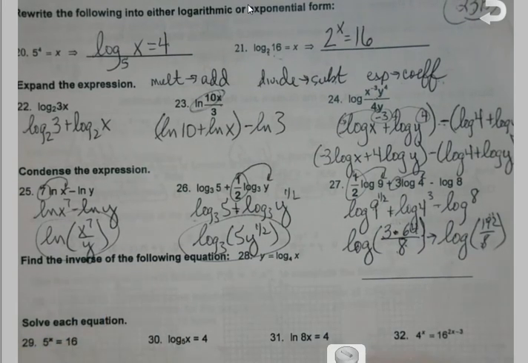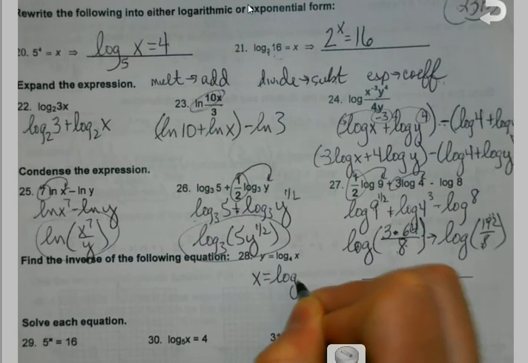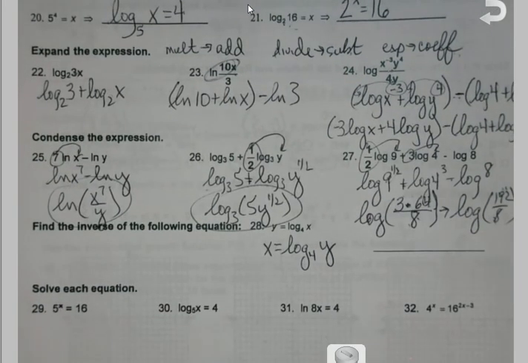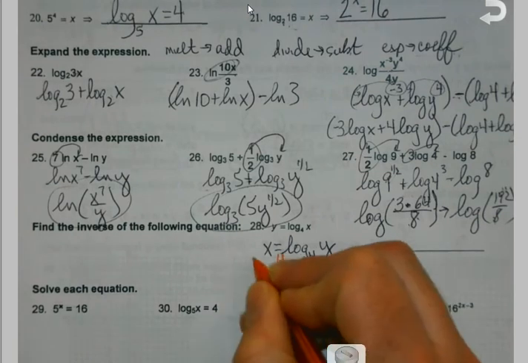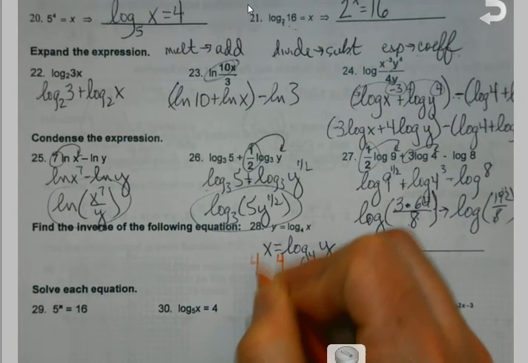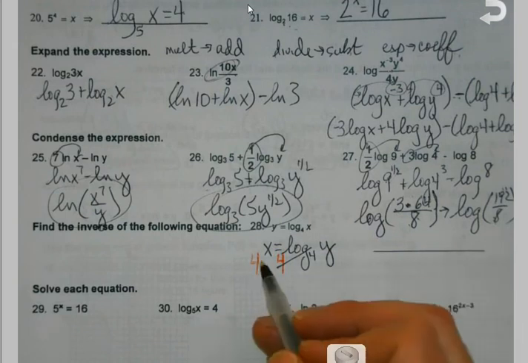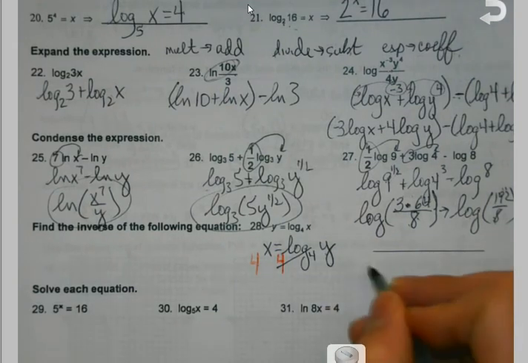Find the inverse. Remember inverses? We're switching the x and y and we're solving for y. Here's where you've got to be careful, because I saw a couple of you doing this when we were doing this in class yesterday. I'm going to exponentiate with my base value, with the 4, which is fine. But some of you then turned this into 4x and wanted to divide something. Remember, you're solving for y. Y is by itself already.